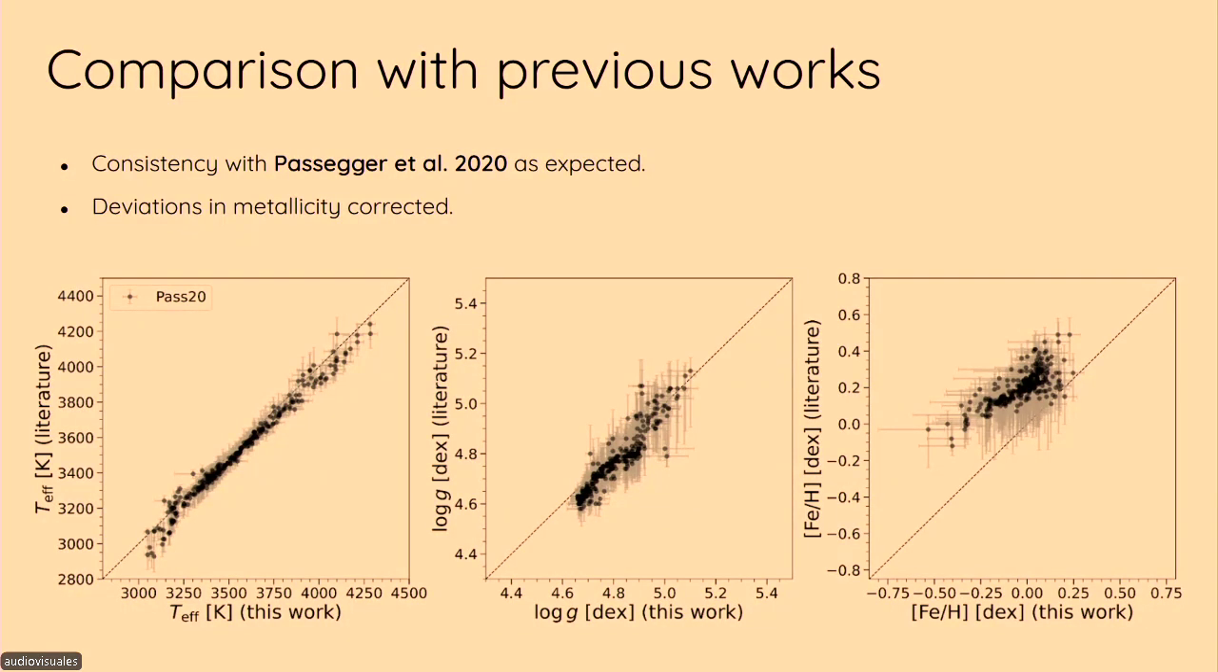And what we can see is that we achieve very good consistency with the results of Passegger et al. 2020, as expected, but we managed to correct the deviations that they found in the metallicity and that they attributed to the synthetic gap. So we can see how, using a deep transfer learning approach, we are able to correct these deviations that they found in the metallicity. You can see this in the last plot.